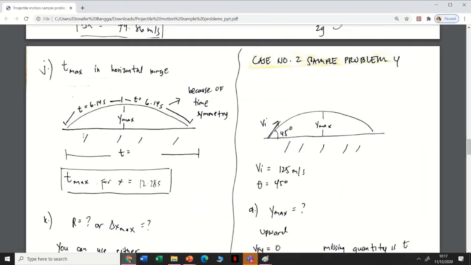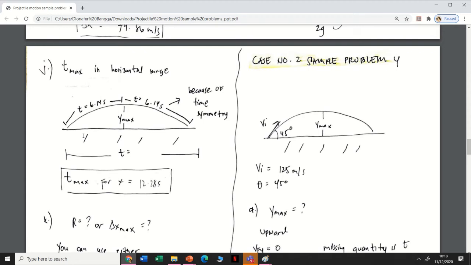The second option is for you to use the symmetry, or use the vertical dimension, to solve for the total time, because we already know the time it would take this object to reach the maximum height, the half of its travel. Because of time symmetry, the time it would take to reach the maximum height would also be the time it would take to reach the same point downward. So all you have to do is multiply it by 2, and voila, you would have your total time, which is 12.28 seconds.